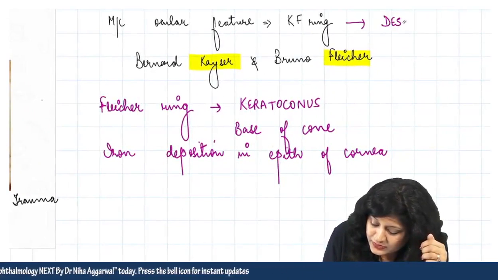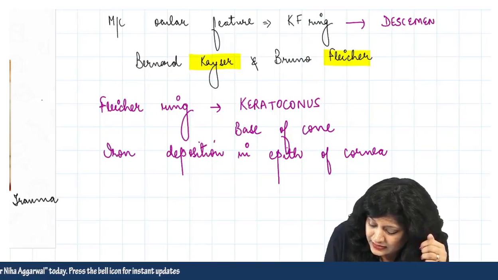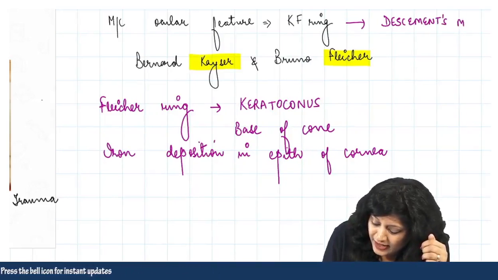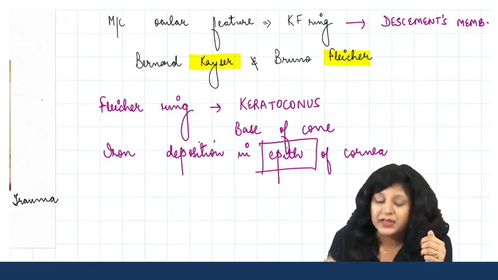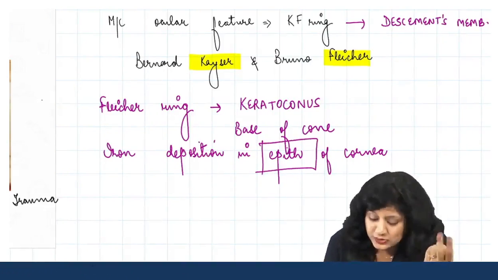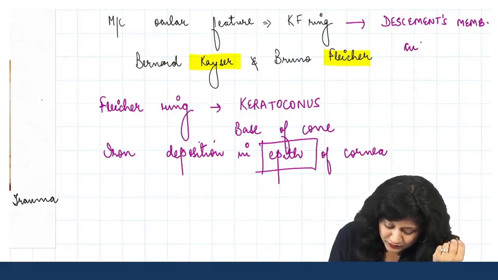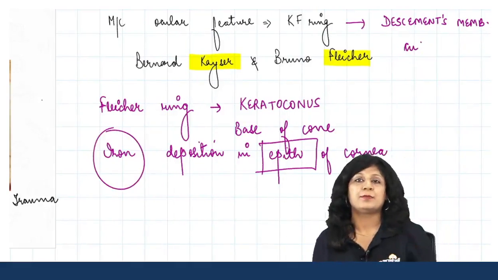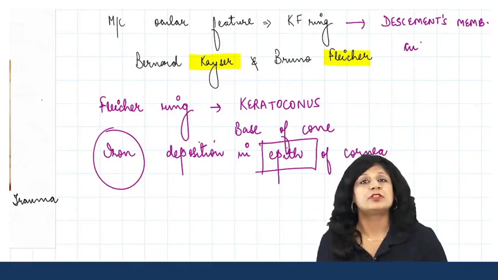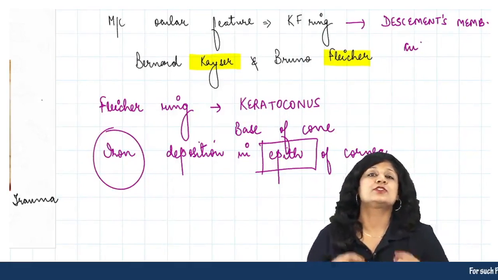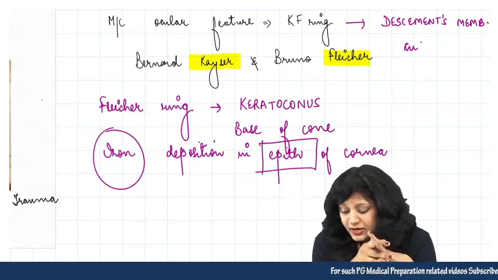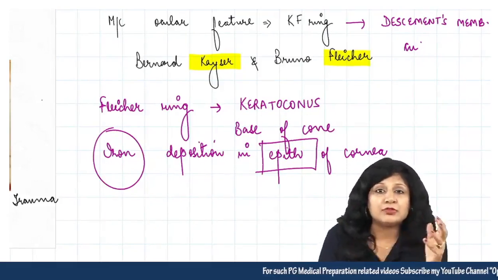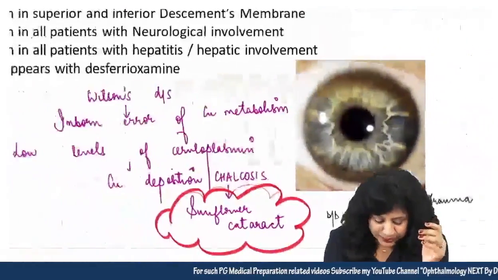This we get in the Descemet's membrane, while if you talk about the Fleischer ring, that is found in the epithelium. In the KF ring you get copper deposition, while here you get iron deposition. Similarly, do you remember Stocker's line? Stocker's line is also an iron deposition that you get in pterygium. Okay, now if I talk about the options, let's look at the options first, what they are trying to say.